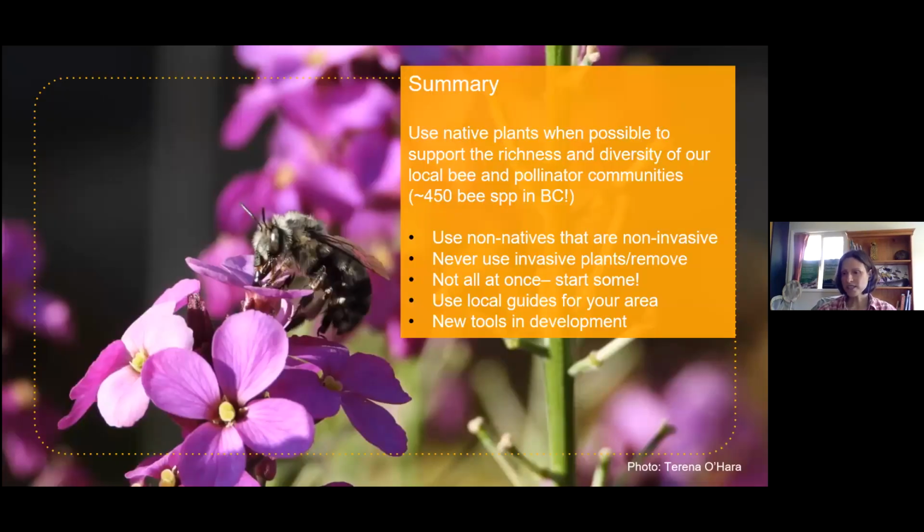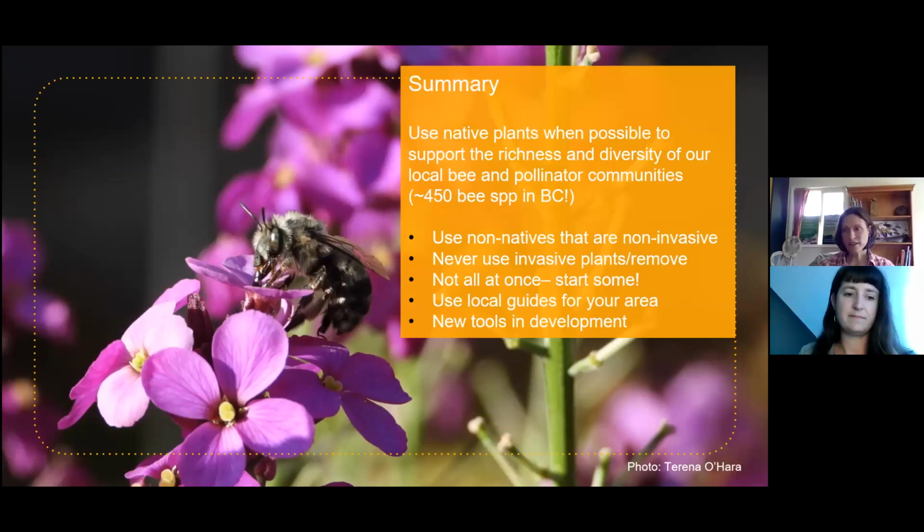And to take you into Kristen's section, remember we have about 4,000 species of native bees in North America and about 450 species in BC. And they're critical to our ecosystems and food production. You don't have to do everything at once as well. Start small, add in some native plants, and observe what pollinators you see on those plants. Consult with experts and find guides or other online tools for your area to help you select plants that will best support the amazing diversity of pollinators in your area. Okay, thank you. Over to you, Kristen.